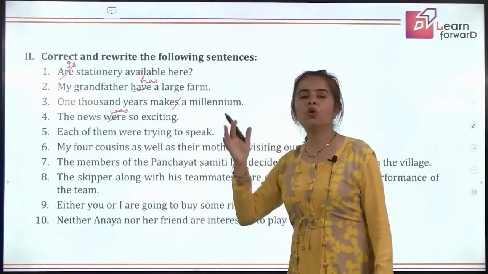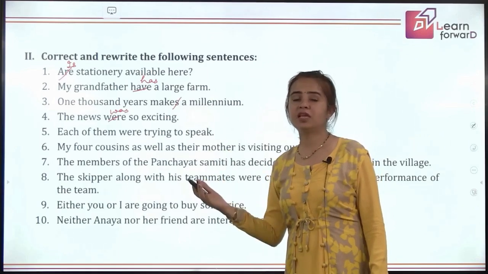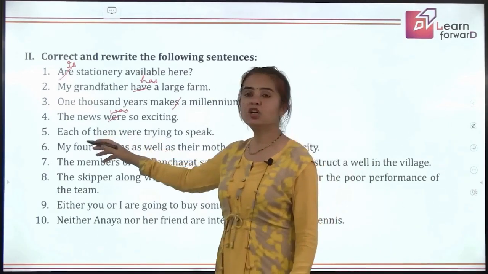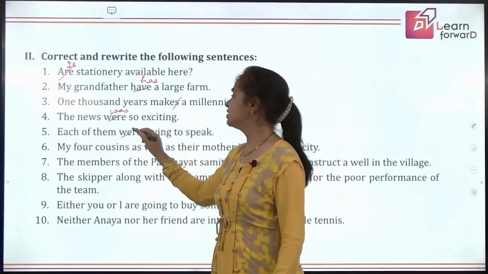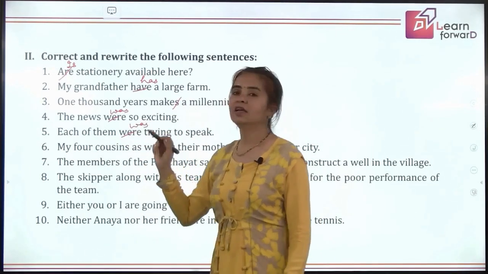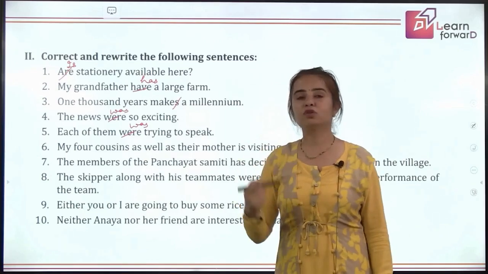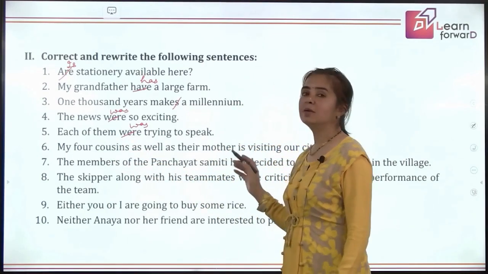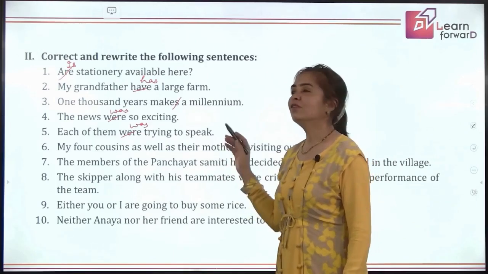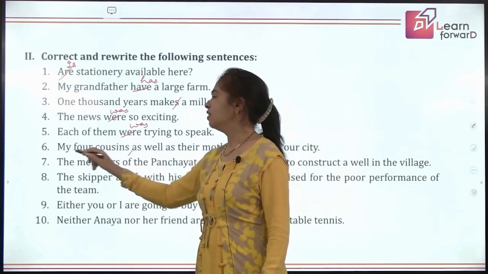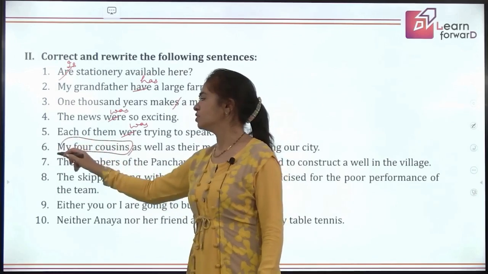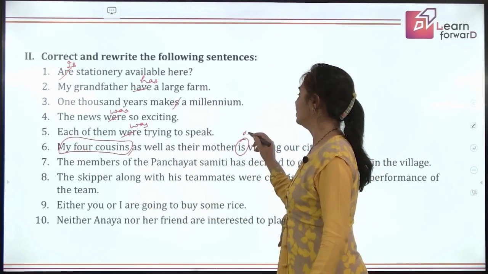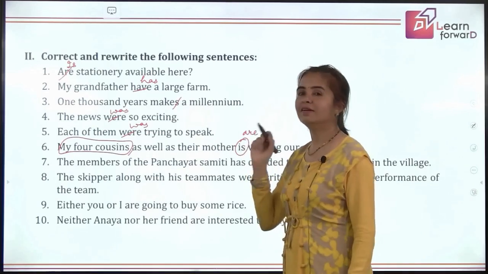Just don't go by the way you have always been saying. Go with the rule also, why we are making the change. Each of them, each takes a singular verb. Say like that. Your answers are coming correct, but you have to say the rule first. My 4 cousins as well as their mother. So when it is as well as, we are focused on the first part, which is plural. So the verb will be plural. This way you have to say.